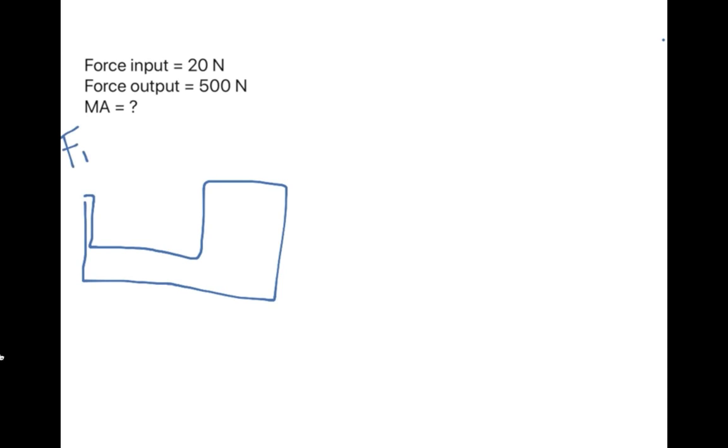All right, so let's look at this first practice question for mechanical advantage. I'm going to draw the picture, and I would suggest you draw it too. So let's give this a draw. The small side is always going to be the input side. So my force in is 20 newtons, and my force output on the bigger side is 500 newtons.